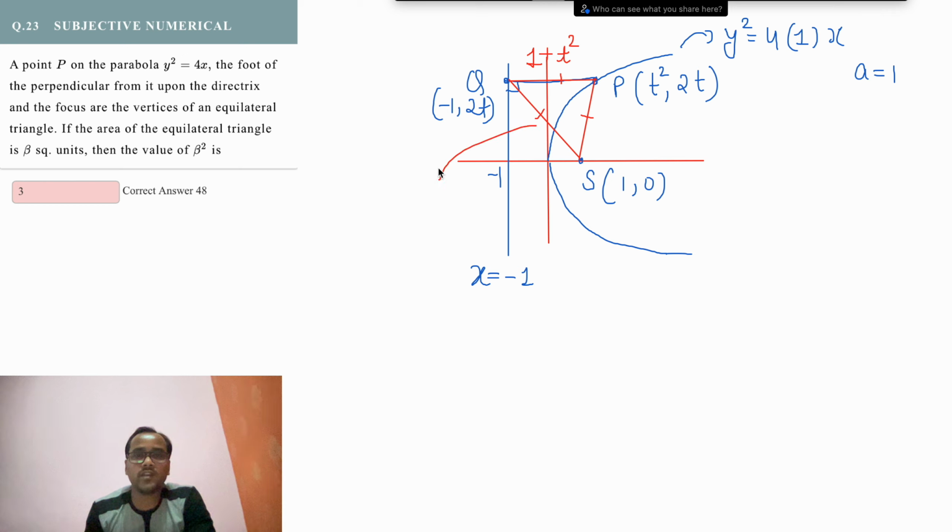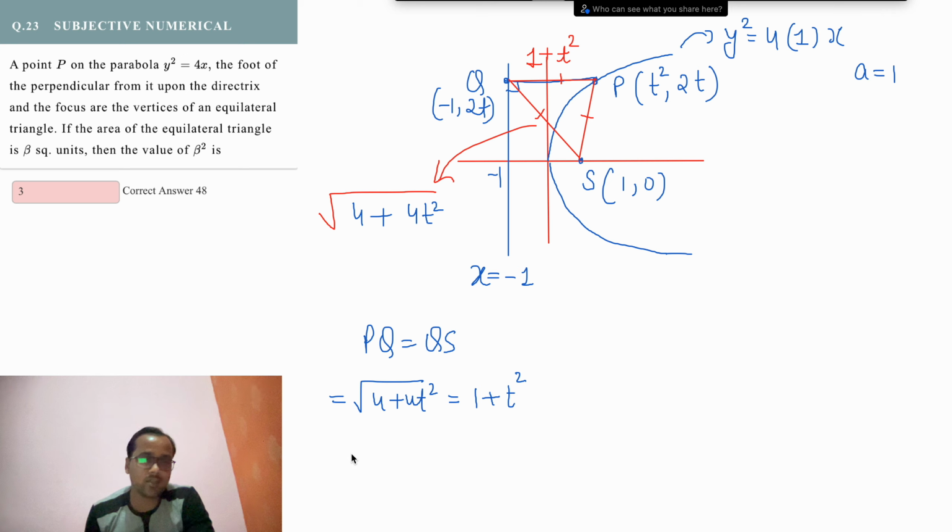Now if I find QS using the distance formula, that would be root of 1 plus 1 square, that means 2 square, 4, plus 0 minus 2t whole square, that means 4t square. So PQ should be equal to QS, that means root of 4 plus 4t square should be equal to 1 plus t square. Square both sides, you would be getting 4 times of 1 plus t square is equal to 1 plus t square whole square. So this would be cancelled. So t square will be coming out to be 3.